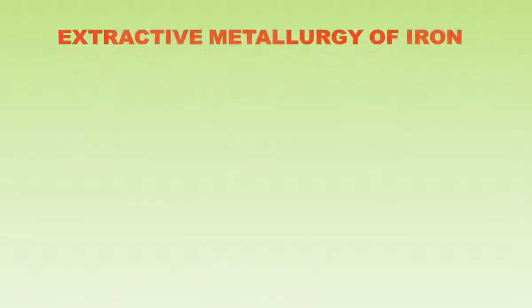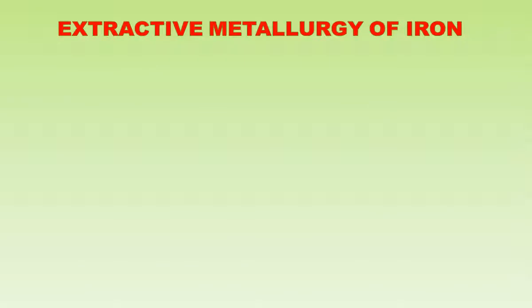Extractive metallurgy of iron. So already we have seen the extraction of aluminium and copper. We have seen the method to extract aluminium or copper from its ore, uses of ore, uses of metals, physical and chemical properties of the metals. So let me see the occurrence, where we have to get the iron.